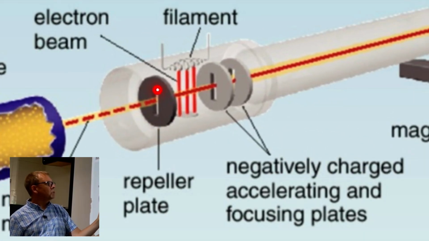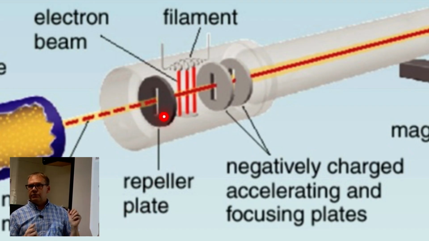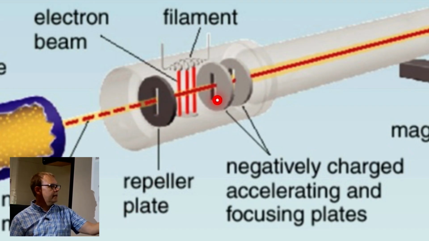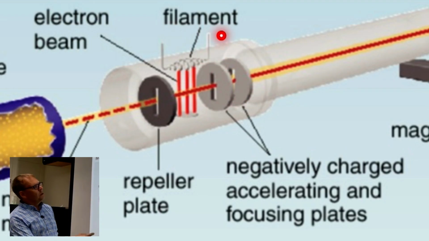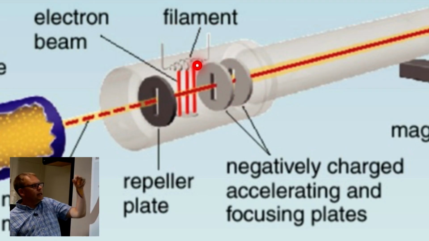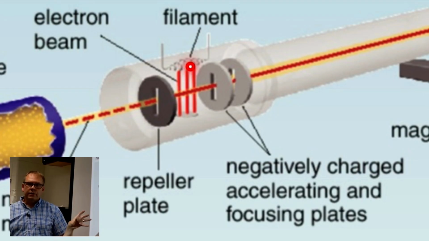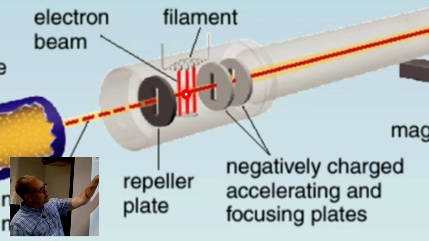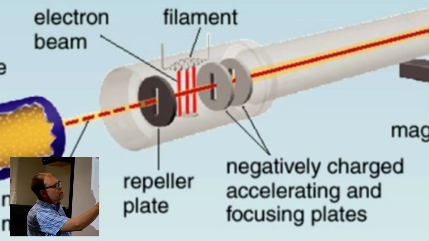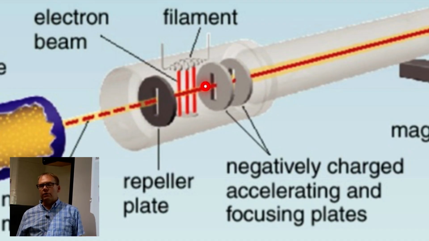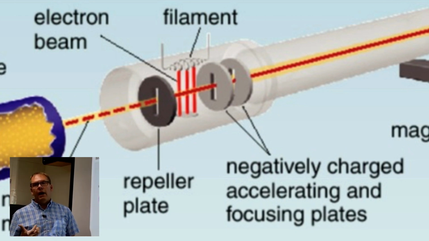This is called a repeller plate, and it is kept at a positive potential, so it's positively charged, and then there are some negatively charged accelerating and focusing plates. Then there's a filament. This is a wire that is emitting high energy electrons. The electrons come off of this filament and they move through the ionization chamber, and as the molecules enter this chamber, they get hit by this stream of electrons and that ionizes them. It bounces an electron out, makes them positively charged.